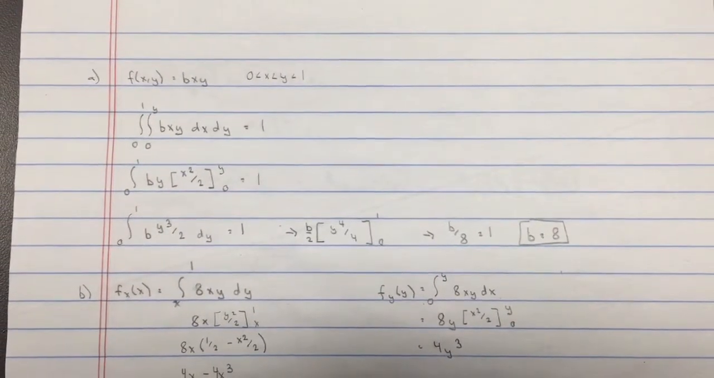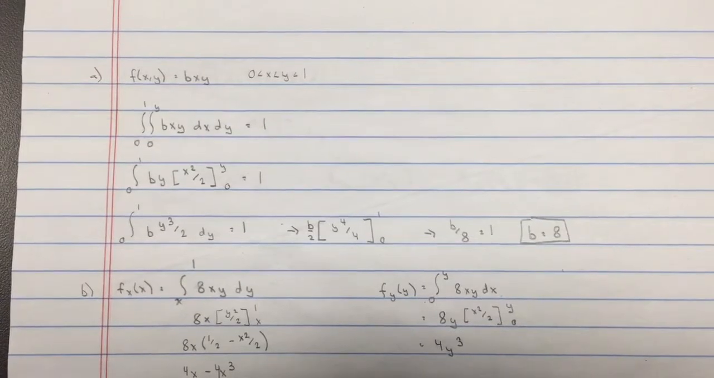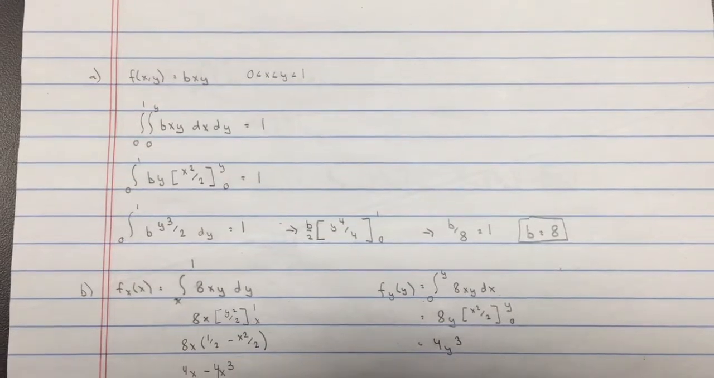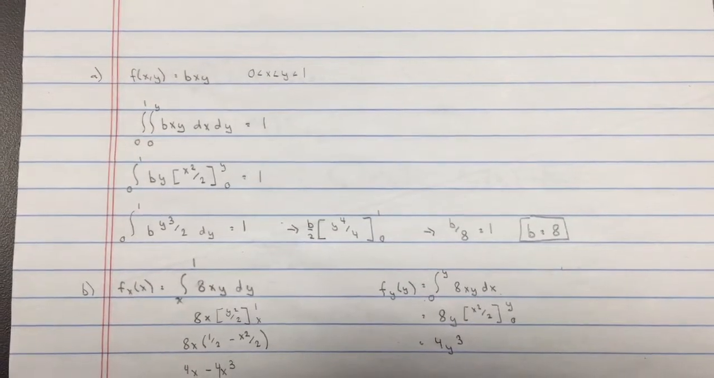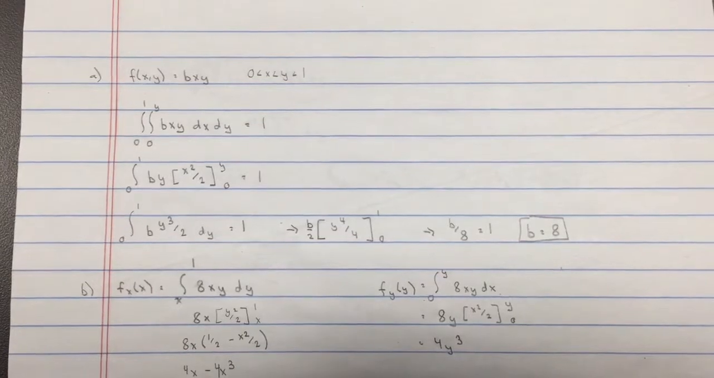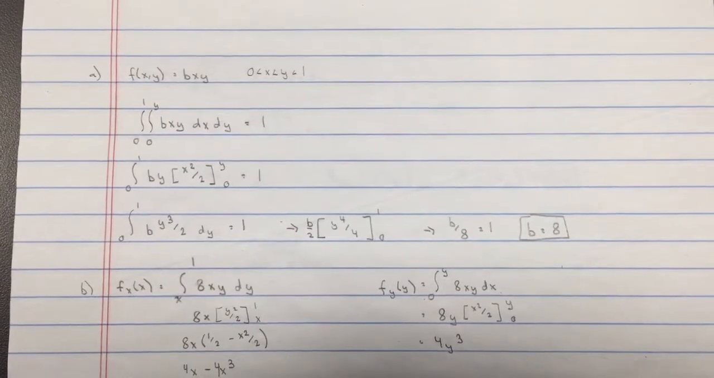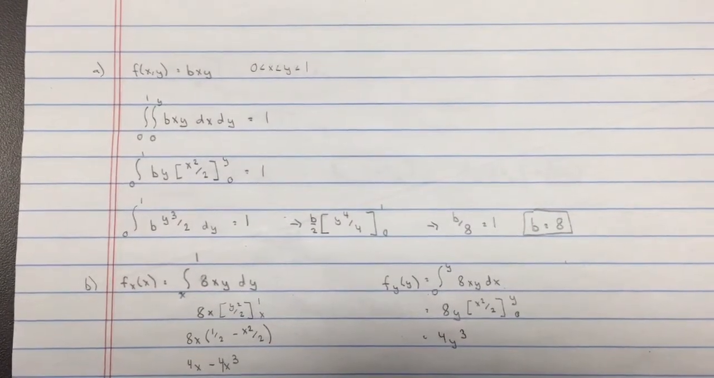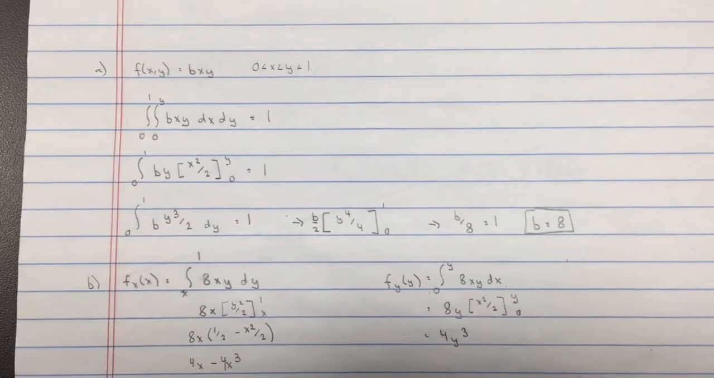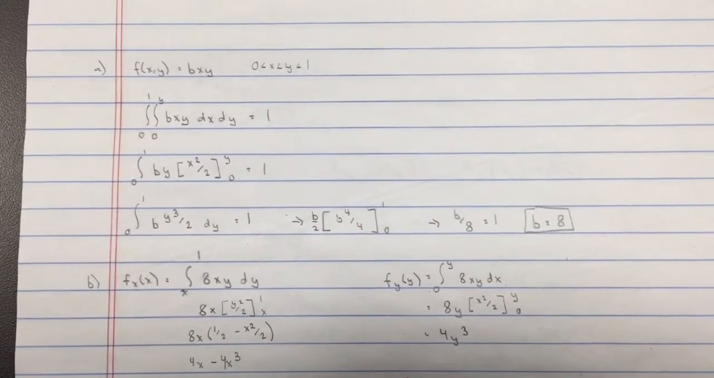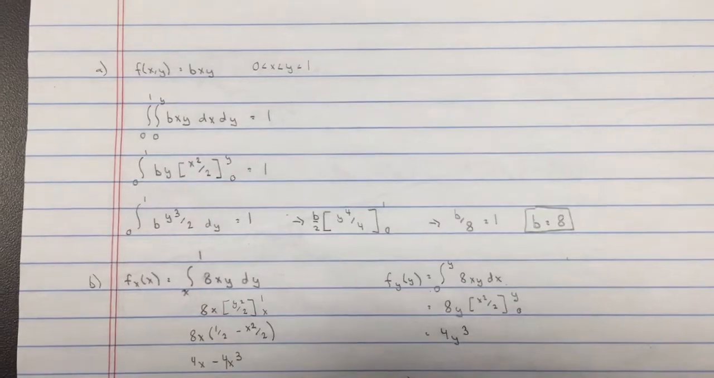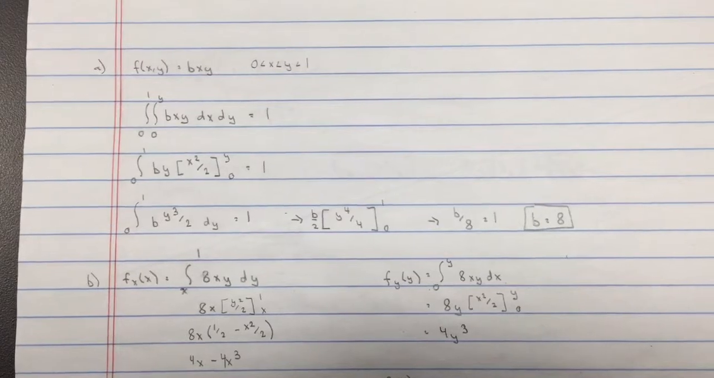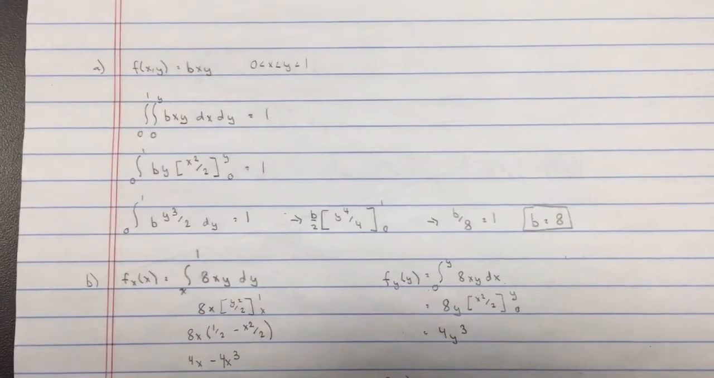In order for this to be a valid joint density function, the area under it over its bounds has to equal 1. Since the bounds of x are from 0 to y, and the bounds of y are from 0 to 1, it will be a double integral of bxy from 0 to y dx and 0 to 1 dy. We integrate out the value of x first, so that when we then integrate y, it'll give us a number.